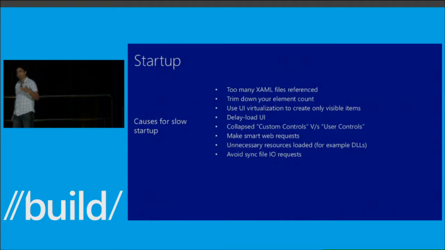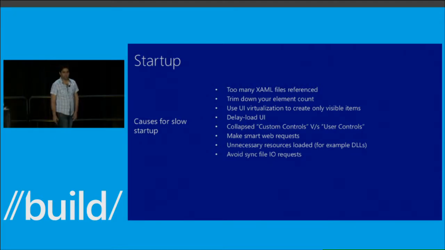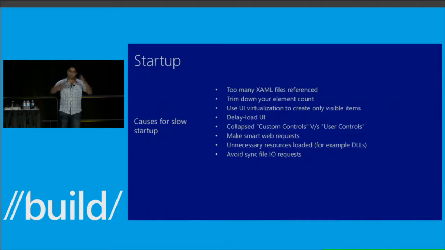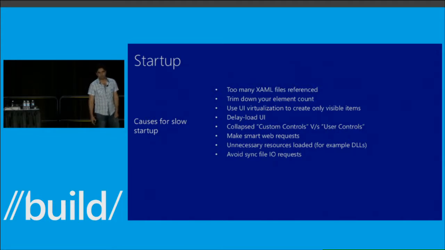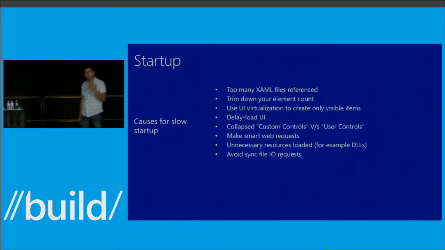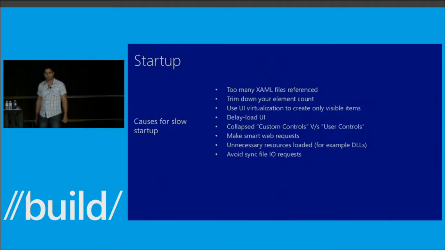If you have tabbed content, why do you want to create a tab which is not visible? Delay load them. Don't create them during your startup. The number of elements really matters, because as you have learned, the layout pass has got 2 passes and the render pass has got 1 pass, a complete 3 passes across the tree. More elements, more cost you are going to have in those passes. So try to reduce your element cost as much as possible.